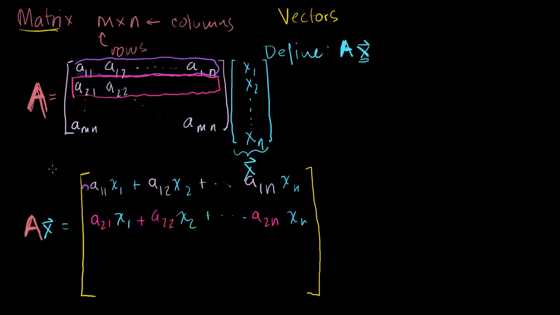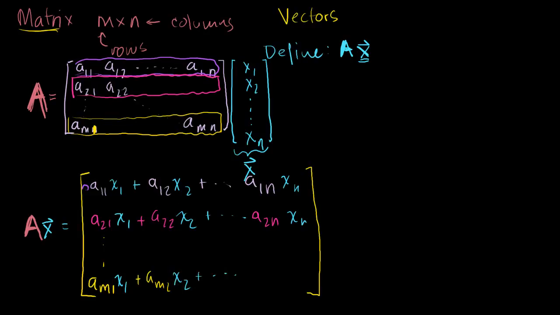And then we keep doing this for every row until we get to the mth row, and then the mth row will be am1. Oh, sorry, this is am1, right? This is the mth row, first column. am1 times x1 plus, it's hard to keep switching colors, plus am2 times x2 all the way until we get to amn times xn.